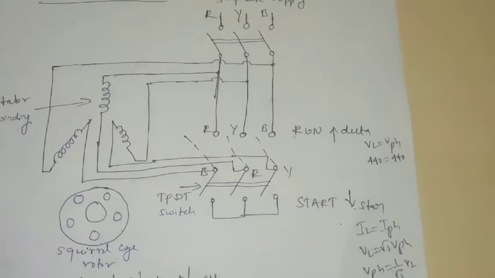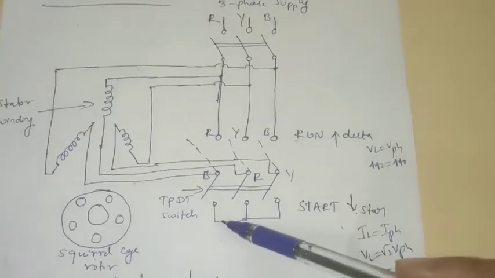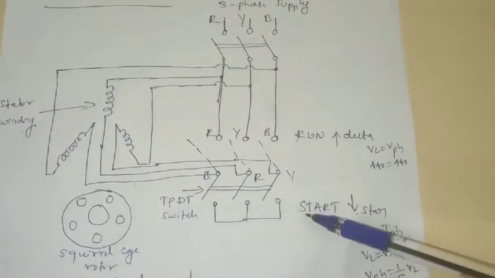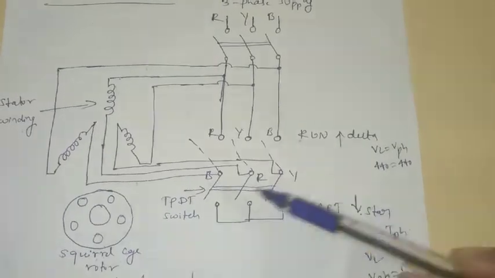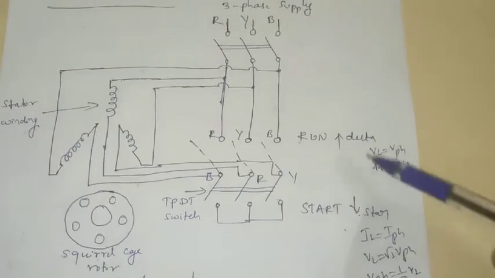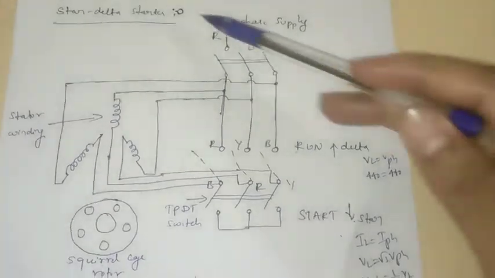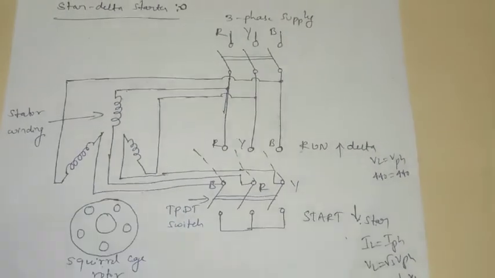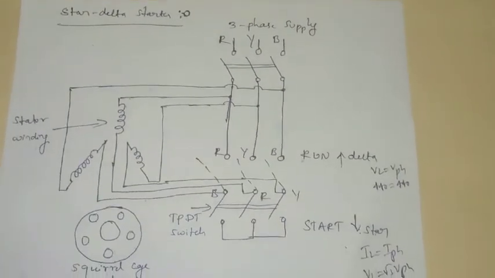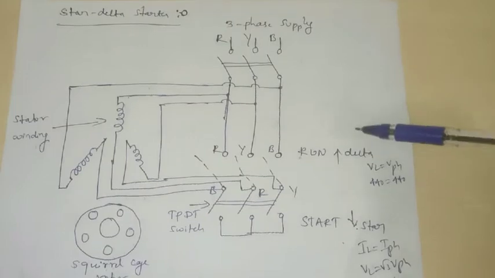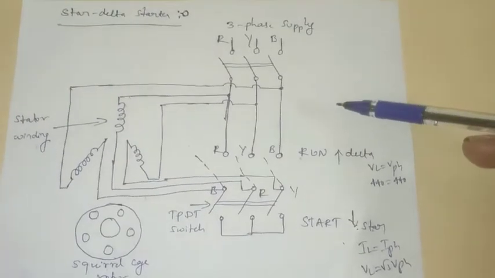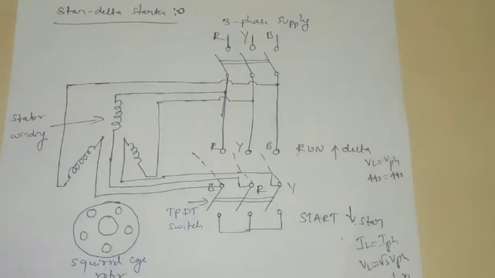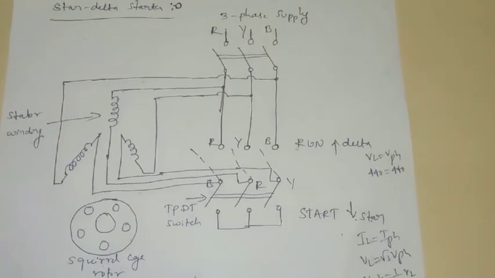The operation of this switch takes place automatically with the help of relays. At starting condition, it switches to the star condition. At running condition, it switches to the delta. So that's why the name is star delta starter. Star means at starting condition, delta means under the running condition. So the overall function of the star delta starter is to reduce the starting current, or to limit the starting current to the induction motor. Hence we can protect the winding against the high current flow at the starting condition.